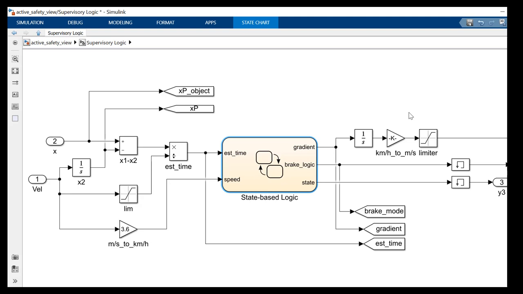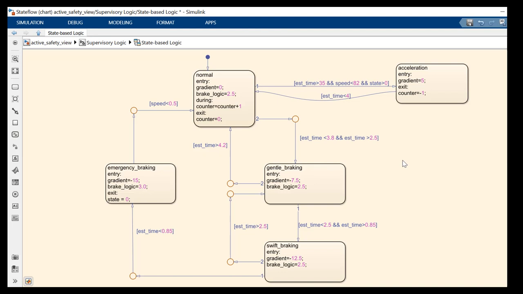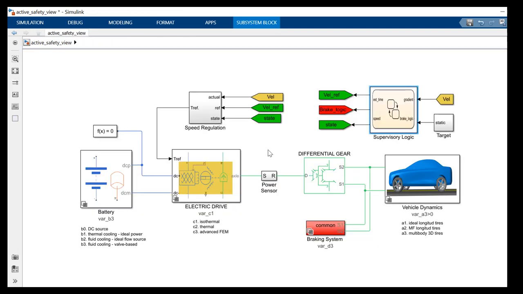Let's have a look at the supervisory logic, taking in estimated time to collision and vehicle speed. The vehicle can experience 5 states: normal, where the torque gradient is 0, acceleration, positive gradient for torque, and then as estimated time to collision decreases, the vehicle enters braking, gentle, and swift, which are states of energy recovery. Kinetic energy is fed back to the battery. Emergency braking will occur when the hydraulic brake system needs to be active together with regeneration.